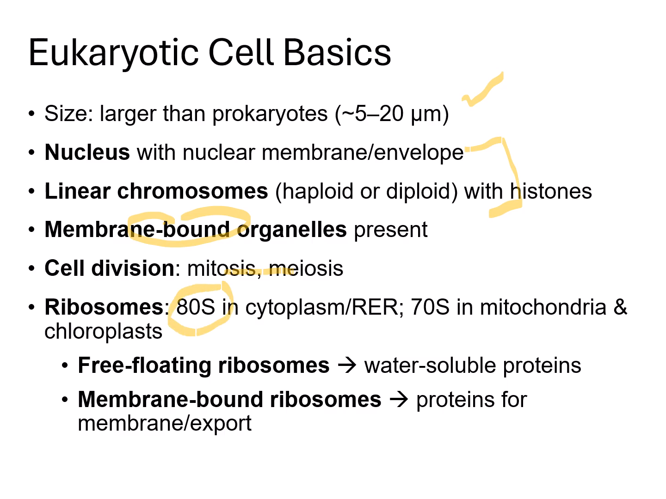Eukaryotic ribosomes are 80S, they're larger, and they're found in the cytoplasm and studded on the rough endoplasmic reticulum. But they also have 70S ribosomes in those mitochondria and chloroplasts. The free ribosomes floating in the cytoplasm are responsible for producing proteins that will stay in the cytoplasm, so water-soluble proteins. Whereas the membrane-bound ribosomes, the ones studded on the rough ER, are going to be either exported out of the cell or eventually stuck in some kind of membrane.